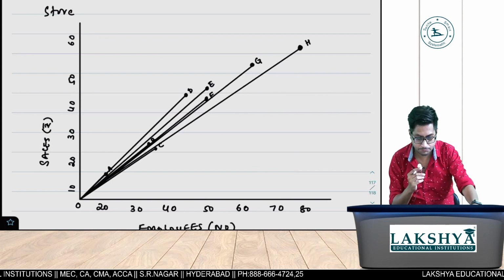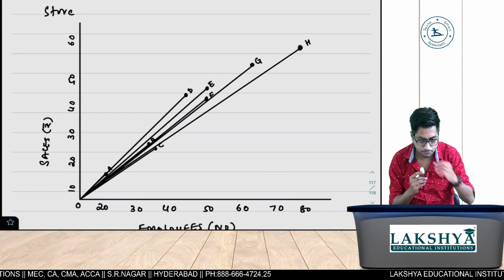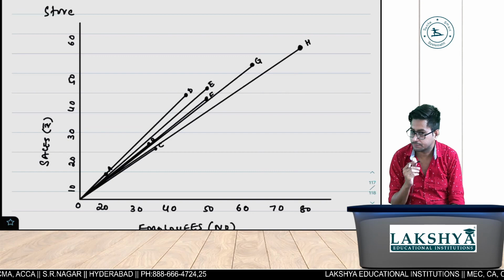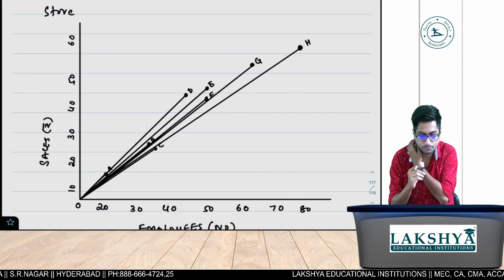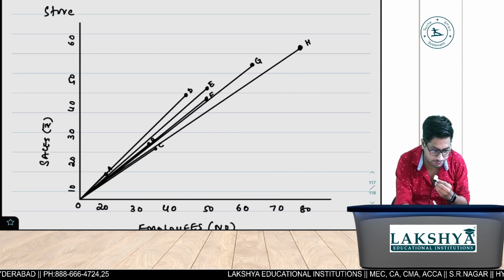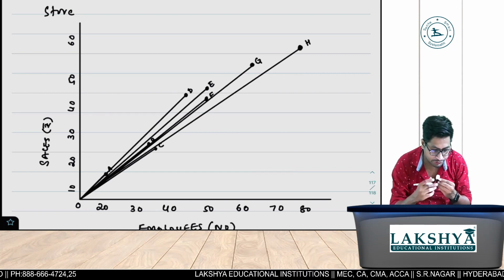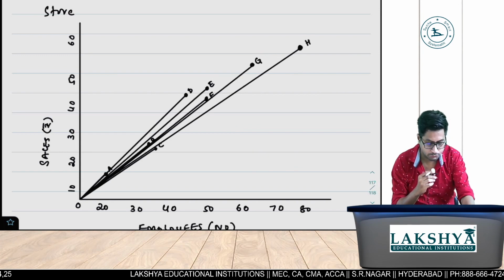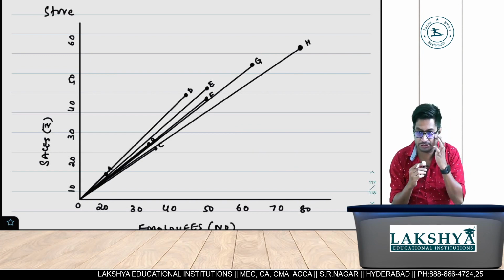Clear? Understood? Who is the most efficient here? D. Who is the least efficient here? H. Who is the most efficient? D. Who is the least efficient? H.